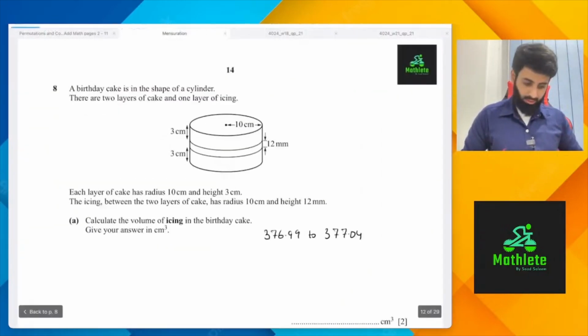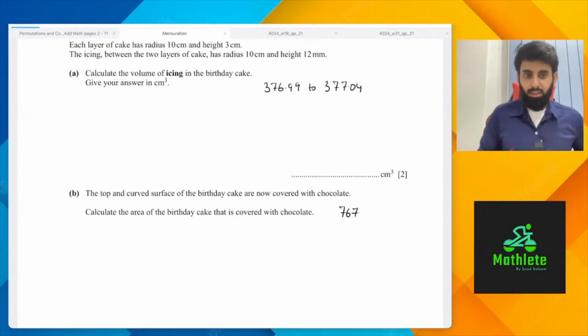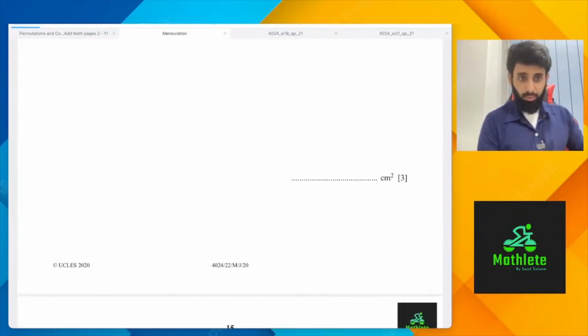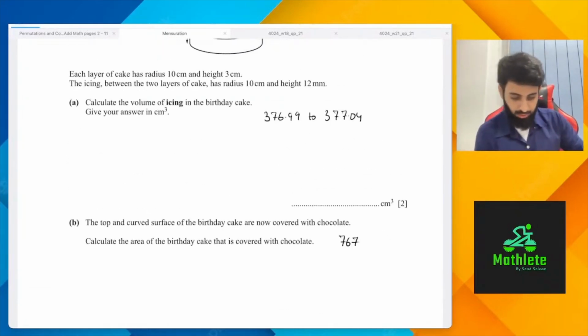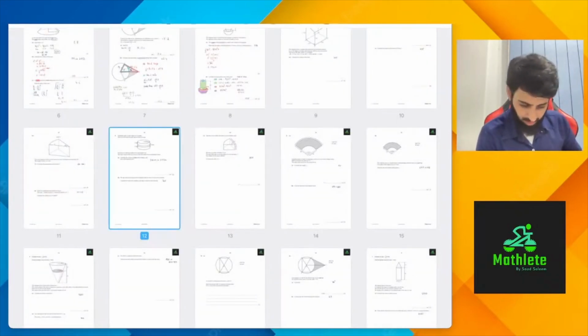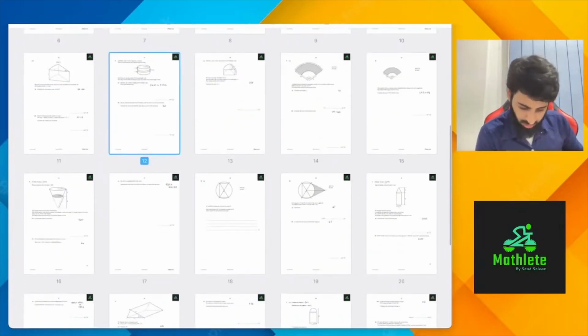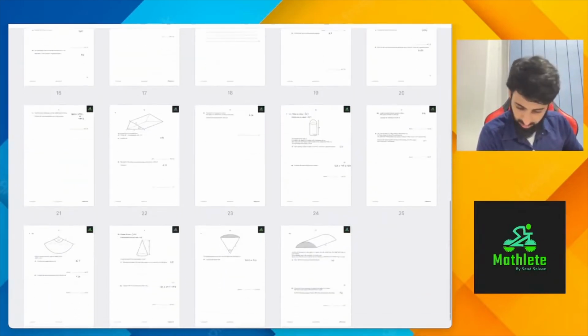चलो ये क्वेश्चन करते हैं. Let's do this question. Okay, let's see what this question says. This is from May June 2020, paper 2 variant 2. अच्छा, एक काम करते हैं. I have solved this entire paper on my channel, तो इस क्वेश्चन को हम skip करते हैं. Instead of doing this question, let's do a question that I haven't solved on my channel.